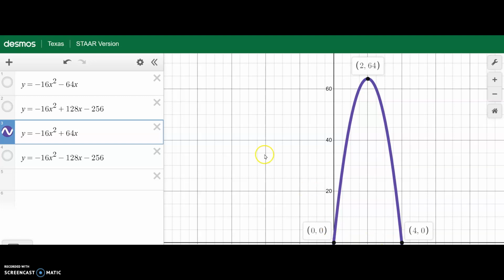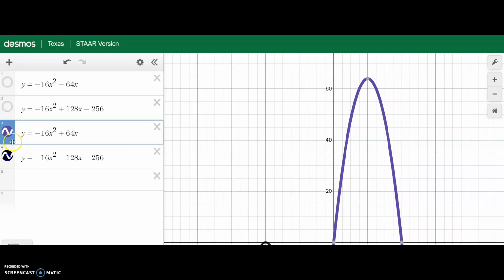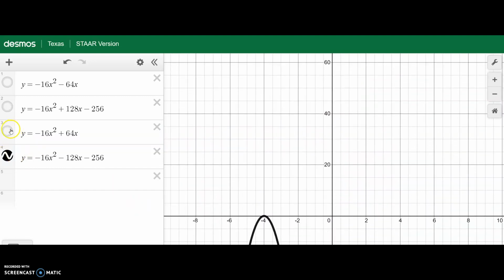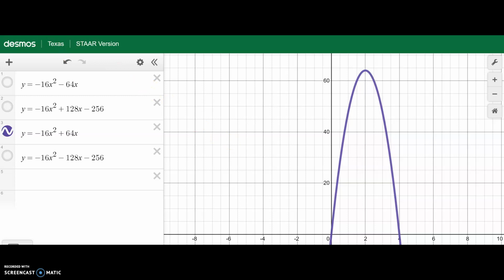And that's what you want to do to get these equations correct, matching a graph. You need to make sure you can click on points and make sure they match points on your question. 0, 0, 2, 64, 4, 0. That's how come I know that C is the correct answer. If we look at D, D is not even close. You can barely see it. It's way down here. So my correct answer on this one is C. And you should be able to get every question to match a graph correct if you follow this procedure.